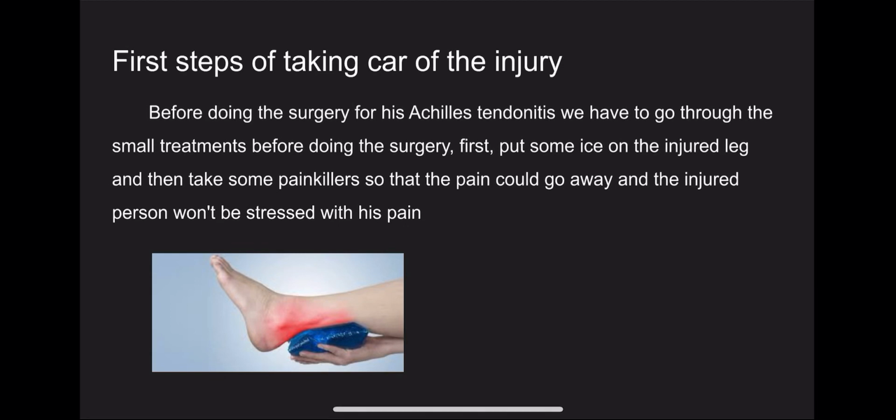The first steps of taking care of the injury. Before doing the surgery for his Achilles tendon, we have to go through the smaller treatments. First, put some ice on the injured leg, and then take some painkillers so that the pain could go away, and the injured person won't be stressed with the pain.